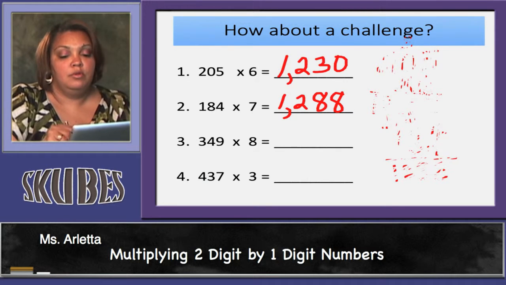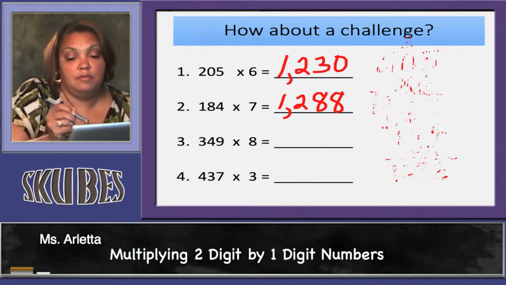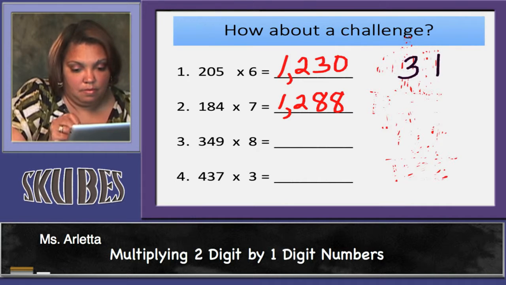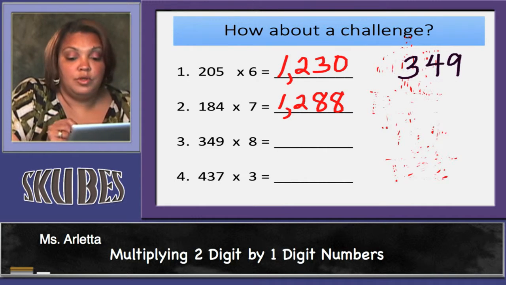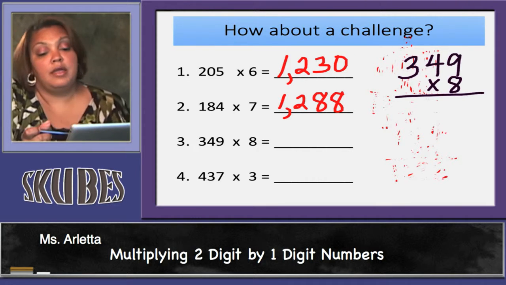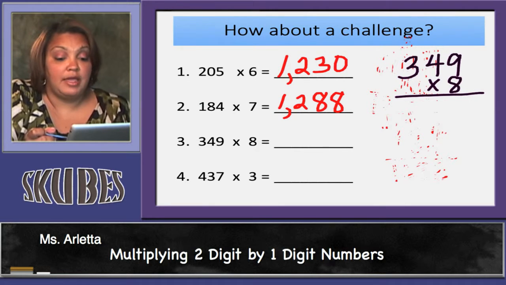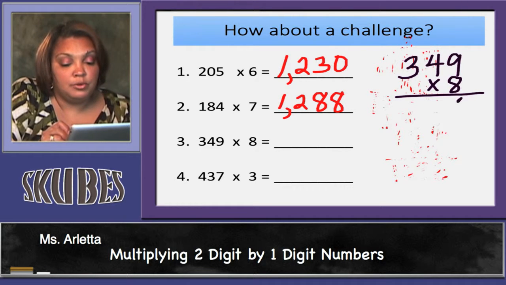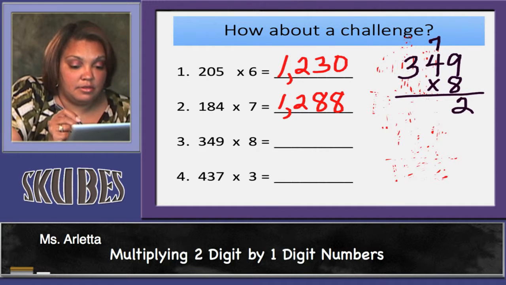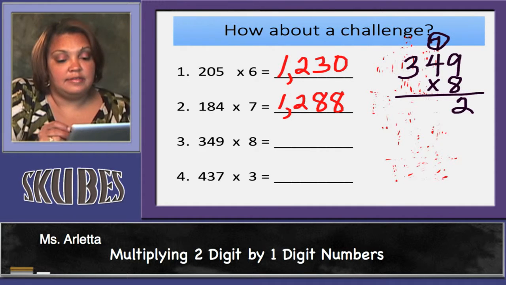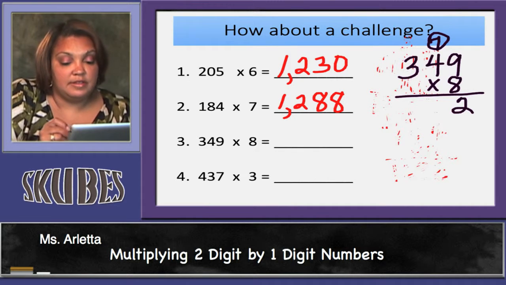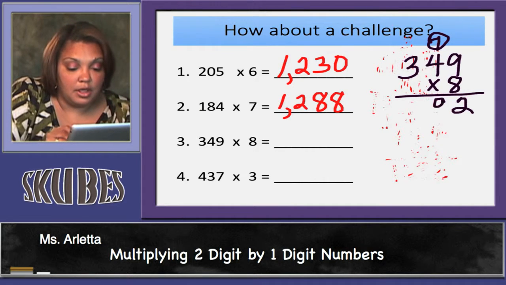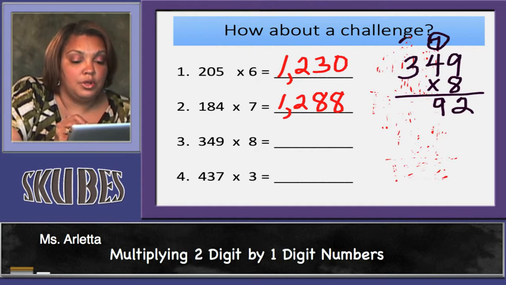Okay, the next problem is 349 times 8. We're going to multiply the multiplier times your multiplicand using your ones, tens, and hundreds digits. 8 times 9 is 72. I'll put my 2 and carry my 7. 8 times 4 is 32, plus that 7 makes 39. And carry my 3.